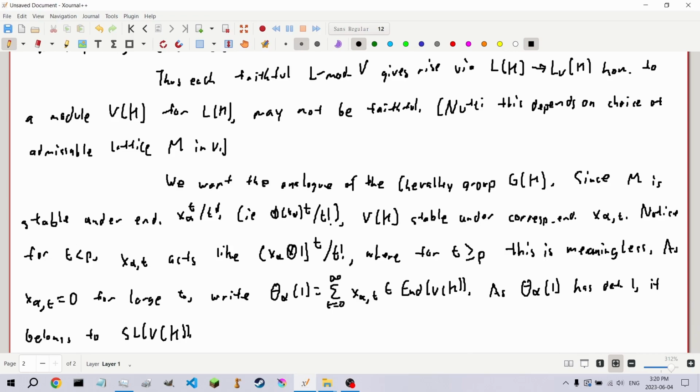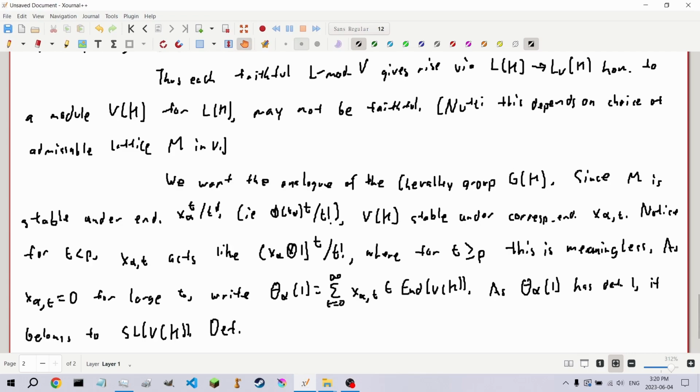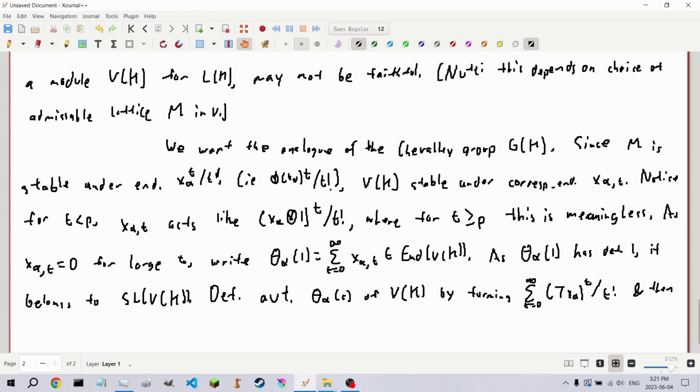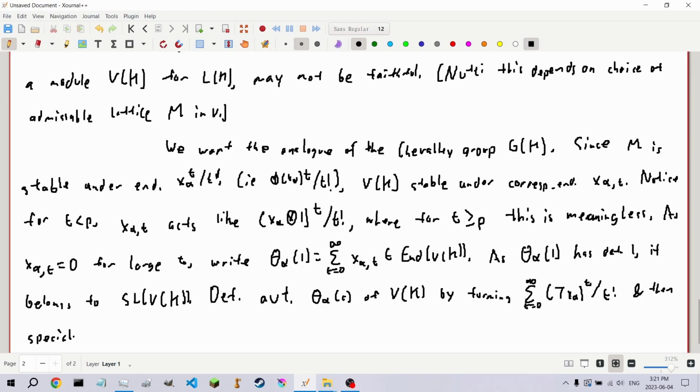Now, more generally, we can define an automorphism theta alpha c of V of k by forming the sum for t from 0 to infinity of t of x alpha to our index t over t factorial, of course, and then specializing the indeterminate t to c in our k.